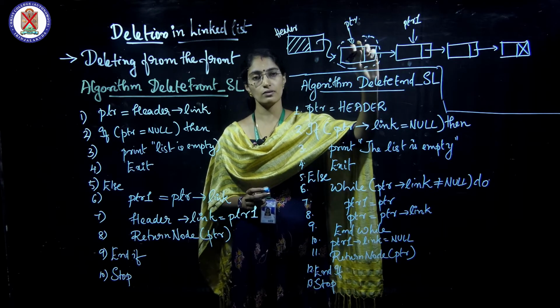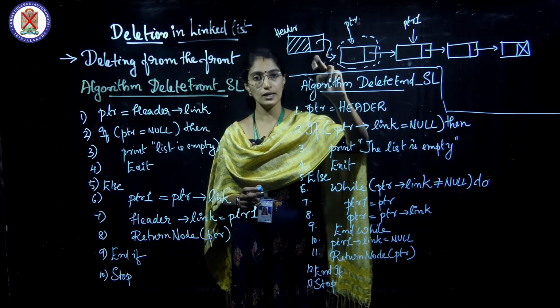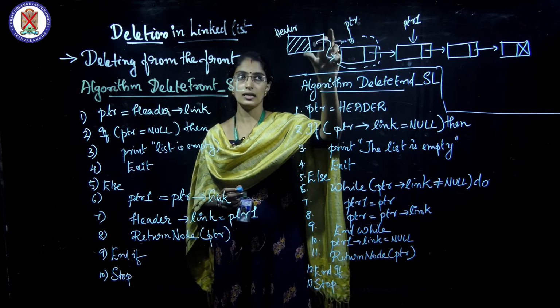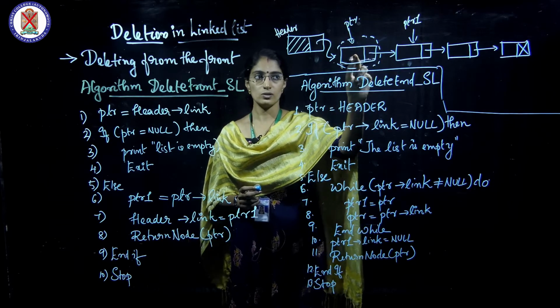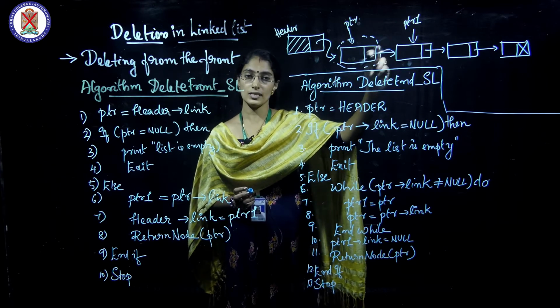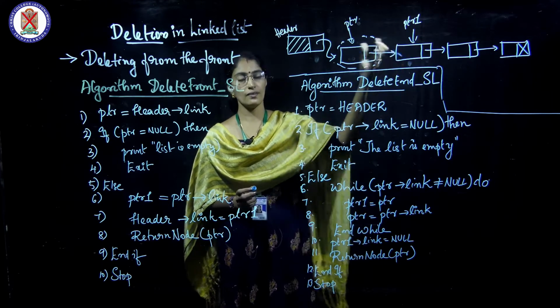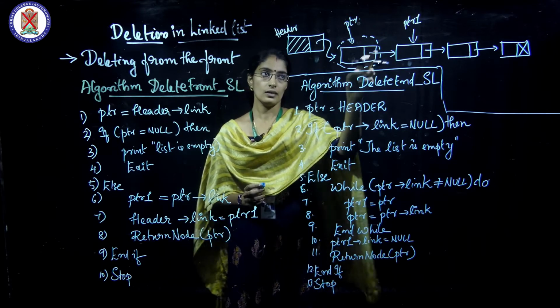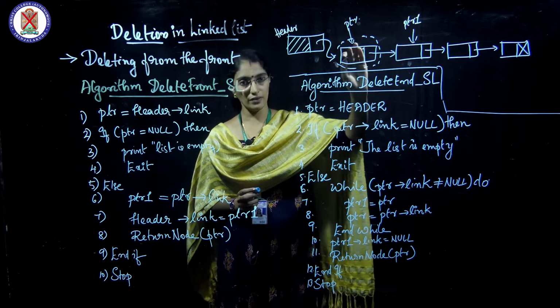Where do we get the address of ptr? That is the first node. The first node's address is always kept by the header node. The header node's link part holds the address of the first node, right? So we get the address of the first node. Now the link part of the first node holds the address of the second node. Let that be ptr1. So after deletion, what happens? After deleting the first node in the linked list, now the second node becomes the first node, right?